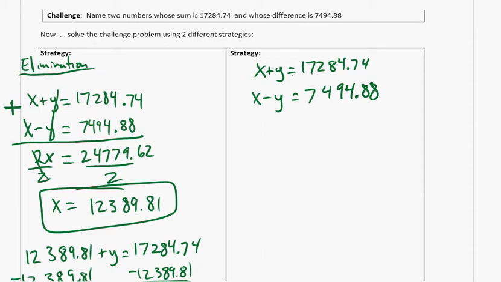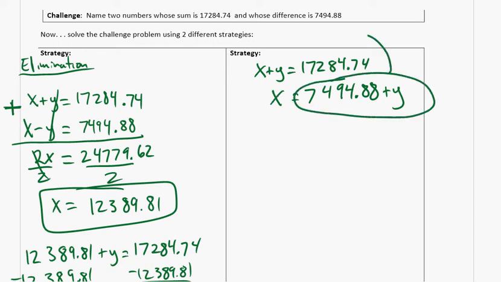And then I'm going to isolate one variable in one equation. Doesn't matter which variable. I'm going to do it the way I did the example in the previous opener. I'm going to add y to both sides to get rid of the y on the left side, and that moves it over to the right side. So now this x is all by itself over here. And now I'm going to substitute this expression into the other equation for x.